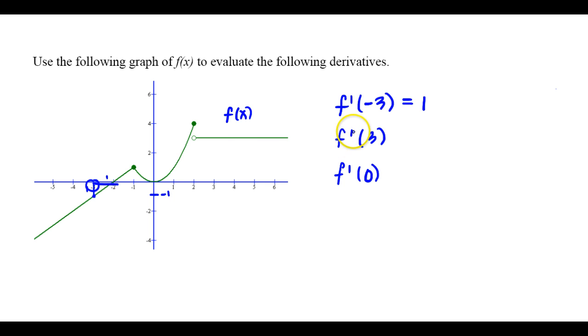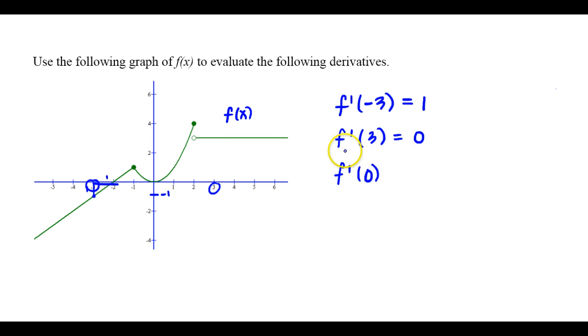So now let's look at f prime of 3. We go to the value of 3, and I go up to the function, which happens to be now a horizontal line. So right here at 3, the derivative of a constant horizontal line is the slope of the line, which is 0.